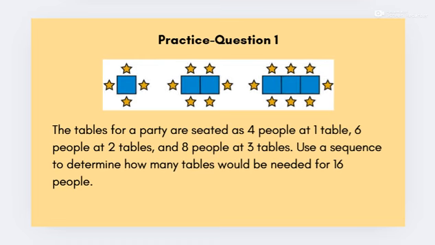Okay, this is practice question number 1 at the end of your lesson. The tables for a party are seated as 4 people at 1 table, 6 people at 2 tables, and 8 people at 3 tables. Use a sequence to determine how many tables would be needed for 16 people. Pause the video, go do it, come back, we'll go over it.